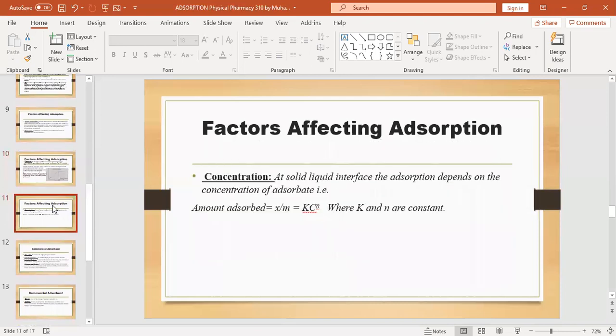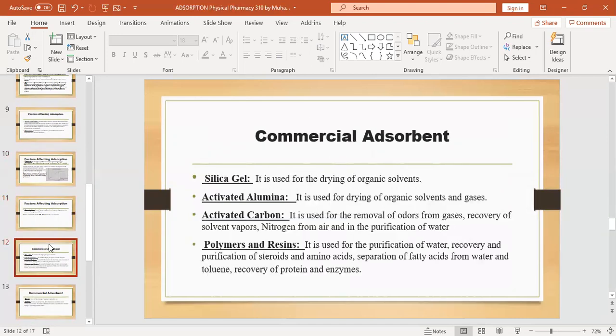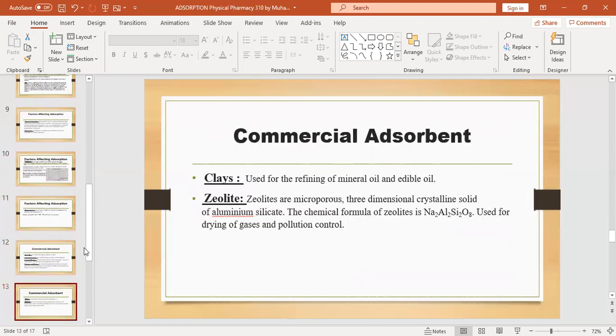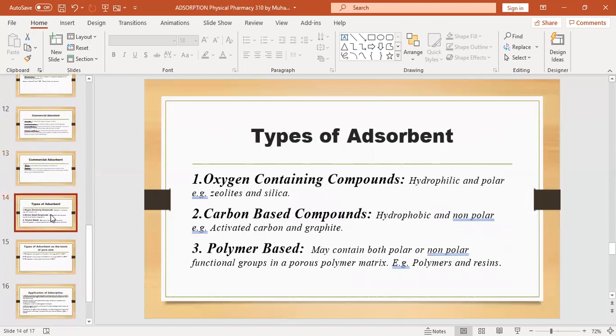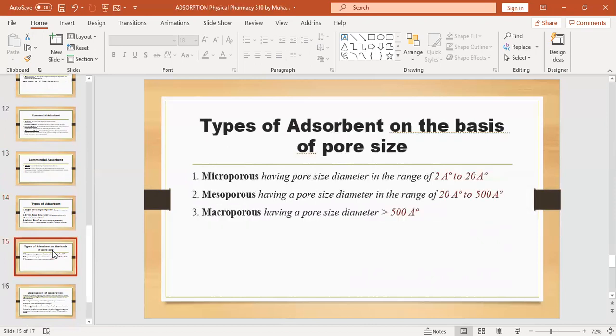Further factors are like concentration: amount adsorbed, x upon m is equal to kc^n. C is the concentration, where k and n are constants and depend on the nature of both adsorbent and adsorbate. Commercial adsorbents: silica gel, activated alumina, activated carbon, polymers and resins, clay and zeolites. These are examples of commercial adsorbents. Types of adsorbent: oxygen containing compound, carbon containing compound, polymer based. These are the examples: microporous, mesoporous, macroporous, classification or types of adsorbent on the basis of pore size.